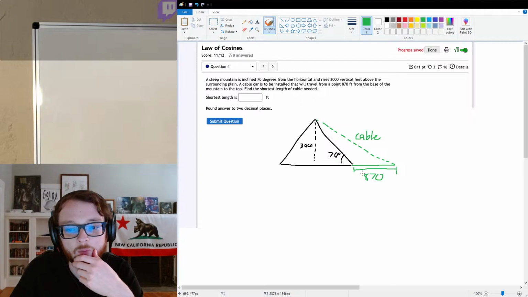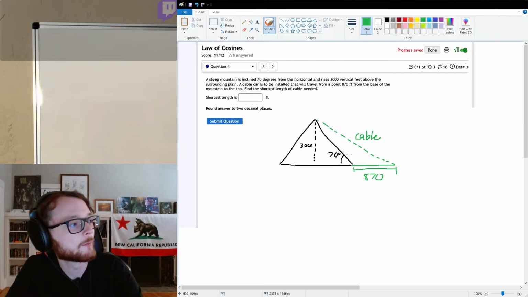And so the idea of this problem is we know the bottom of this triangle. We can use trig to figure out the side of this triangle. And we can use geometry to find out this angle. And then law of cosines can be applied. Okay.